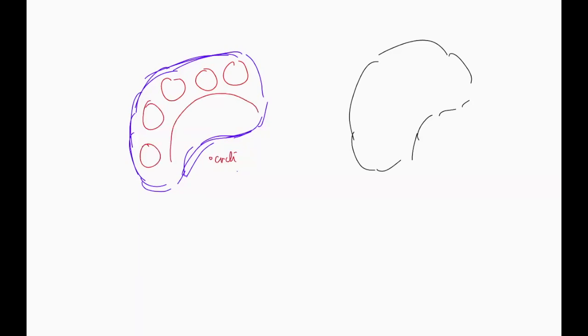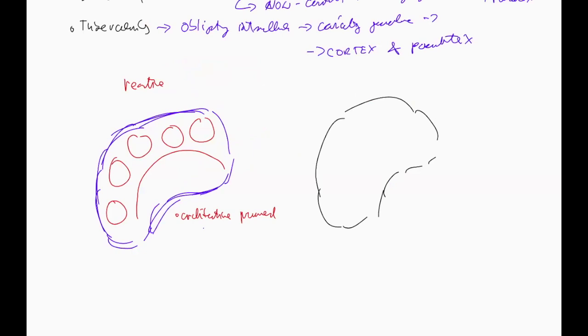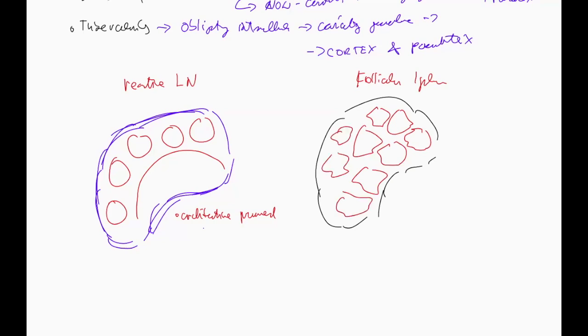So architecture is preserved. Yeah. So this is a reactive lymph node. This is a follicular lymphoma. In case of lymphoma, the follicles will invade the paracortex and medulla. Okay. So loss of architecture. And it's a slow growing lymphoma.